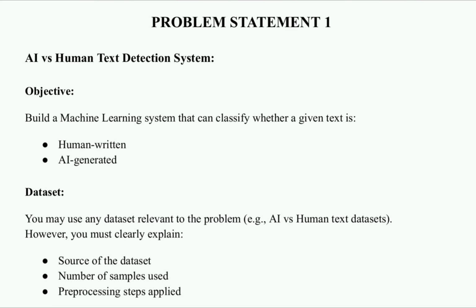Today I am presenting our hackathon project, the AI versus Human Text Detection System. The main objective of this project is to build a machine learning model that can identify whether a given piece of text is written by a human or generated by artificial intelligence. In this project, we perform preprocessing on the text data, convert it into numerical form using vectorization techniques, and train multiple machine learning models such as logistic regression and Naive Bayes. We evaluate the performance of the models using accuracy.